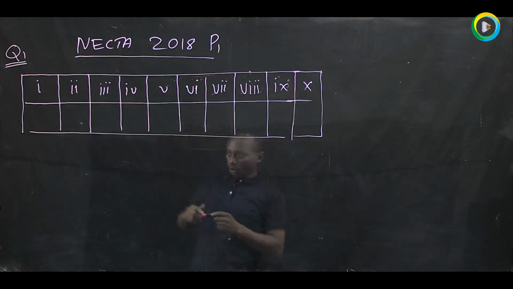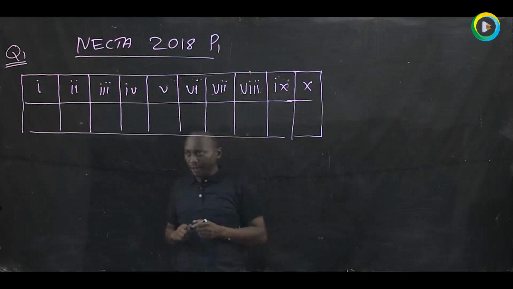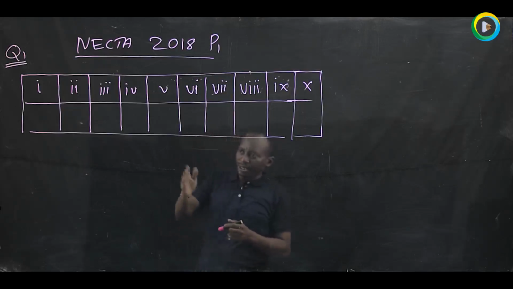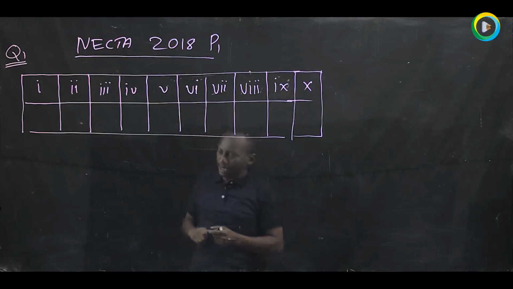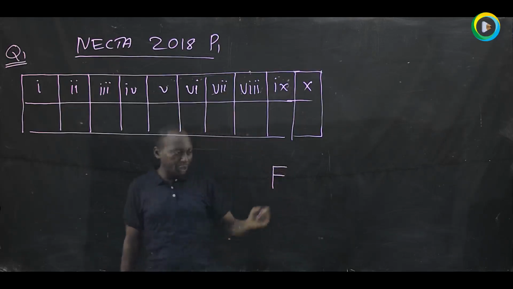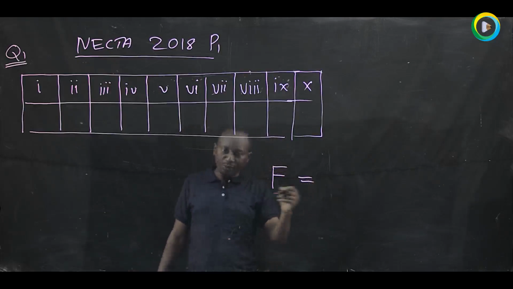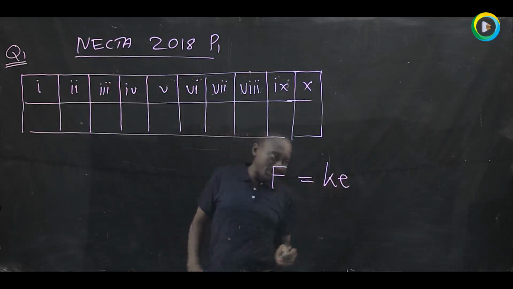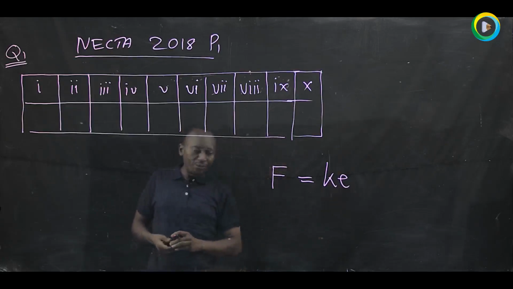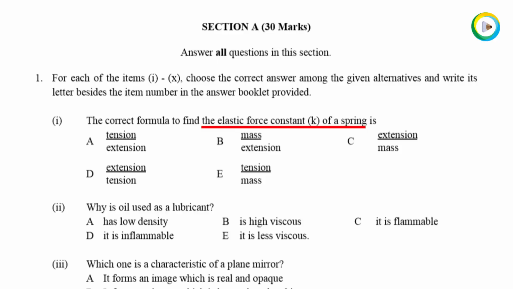Let's start with Roman 1. The correct formula to find the elastic force constant K of a spring is, we have multiple choice A, B, C, D to E. But we know that the elastic force constant is a factor of elasticity, and we know in elasticity, force F, which is tension, is directly proportional to extension. Therefore, you can say the force F is equal to constant times E. E is extension, and F is the force. The force is the tension. K in this equation represents the elastic force constant.